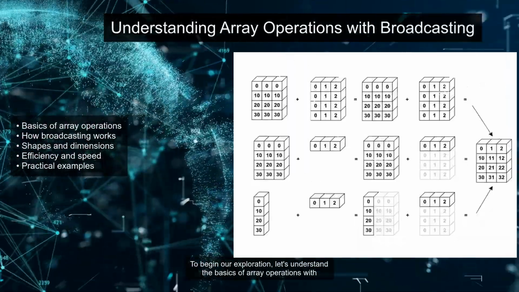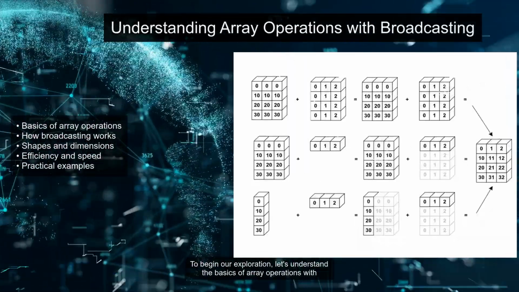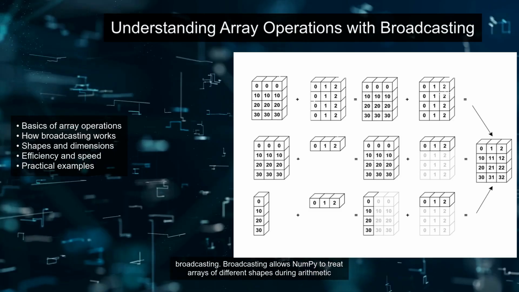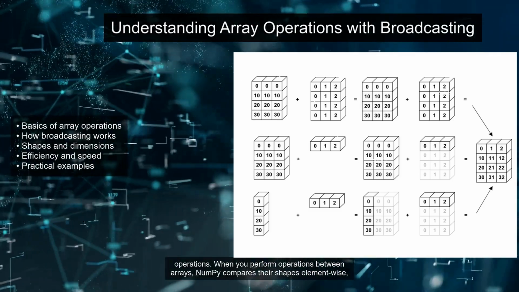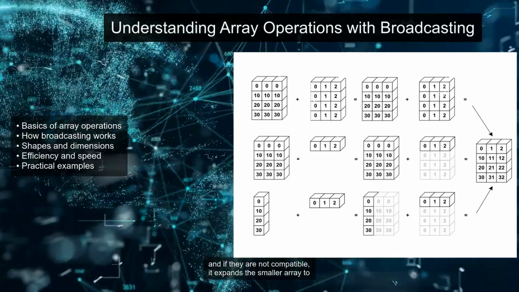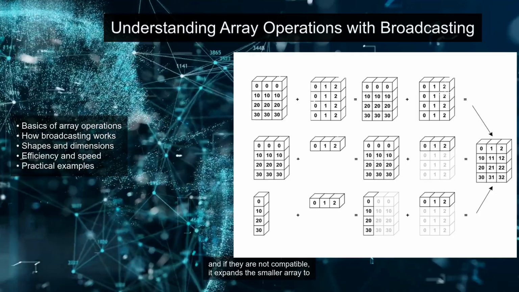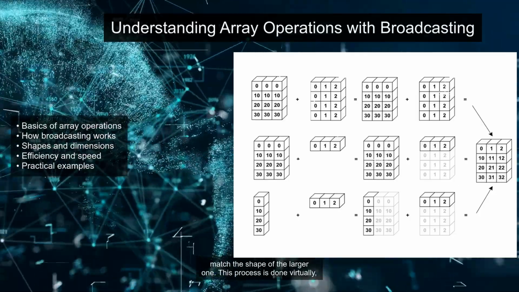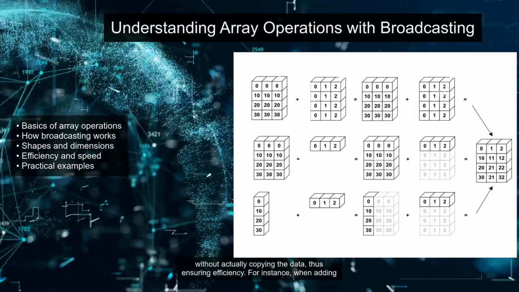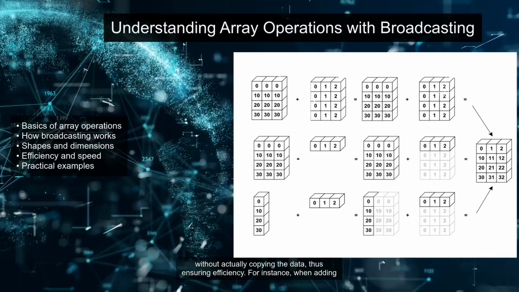Let's get started. To begin our exploration, let's understand the basics of array operations with broadcasting. Broadcasting allows NumPy to treat arrays of different shapes during arithmetic operations. When you perform operations between arrays, NumPy compares their shapes element-wise, and if they are not compatible, it expands the smaller array to match the shape of the larger one. This process is done virtually, without actually copying the data, thus ensuring efficiency.